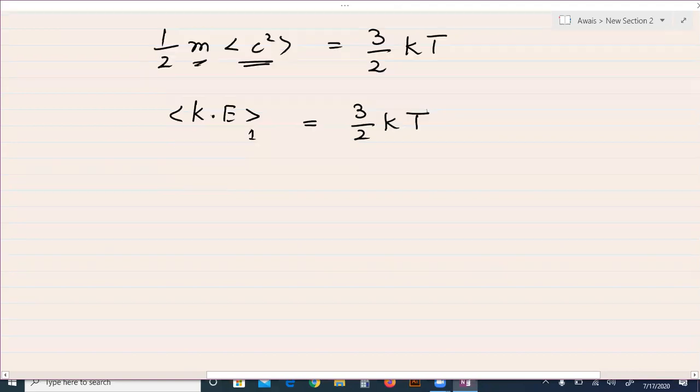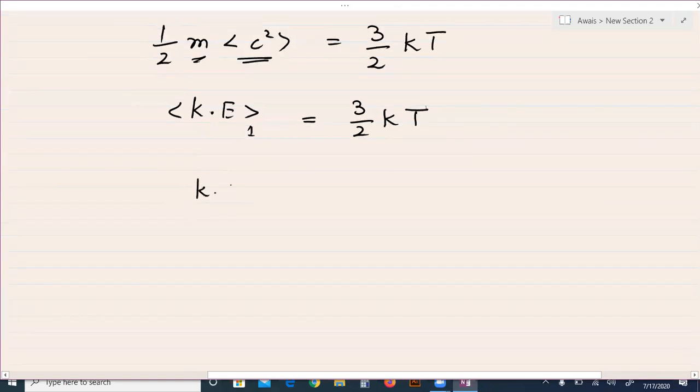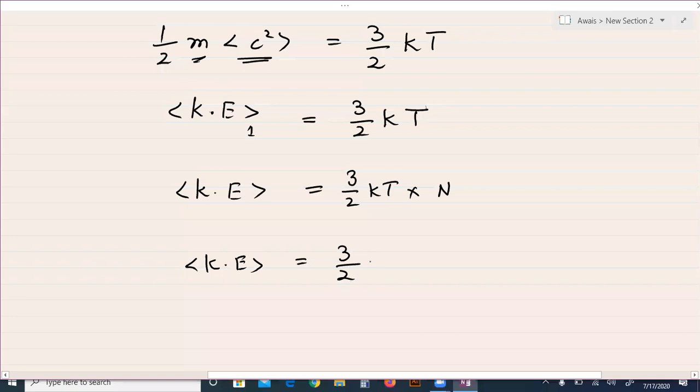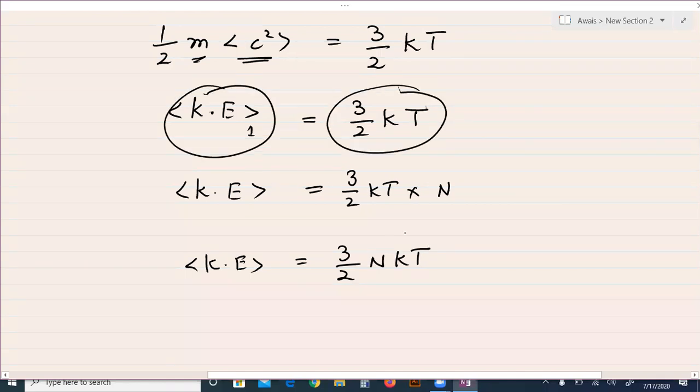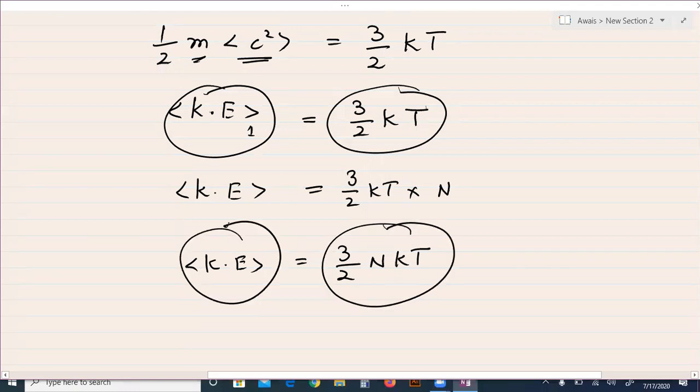Now for the total kinetic energy of the whole ideal gas: this is the energy for one molecule, so we will multiply it by the number of molecules, which is capital N. So the total average kinetic energy of the ideal gas is then 3/2 NkT. Do remember, 3/2 kT is the average kinetic energy of one molecule, and 3/2 NkT is the total average kinetic energy of the molecules.